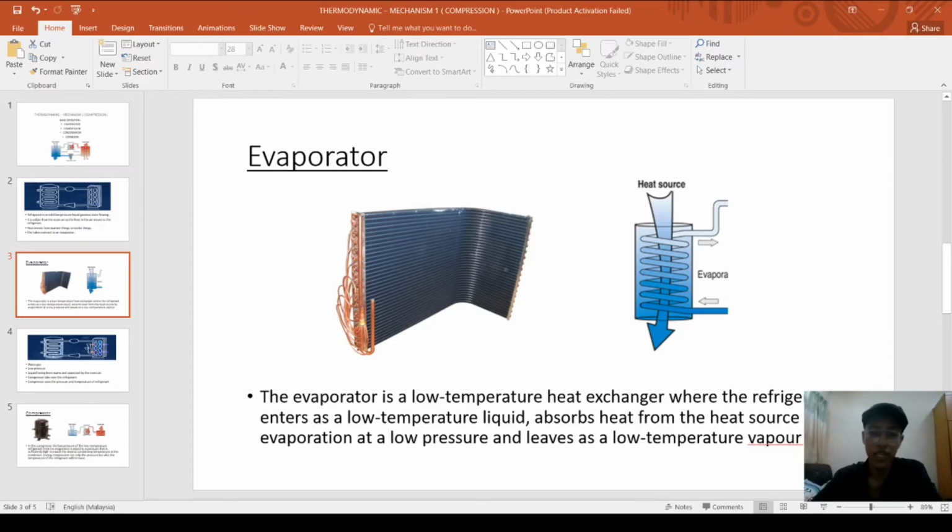Okay, the evaporator is a low temperature heat exchanger where the refrigerants enter at a low temperature, absorb heat from the heat source by evaporation, and leave as a low temperature vapor.